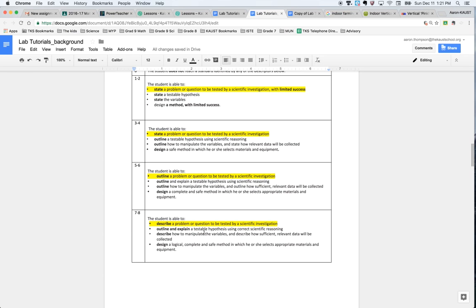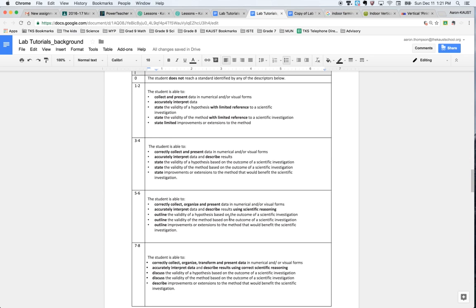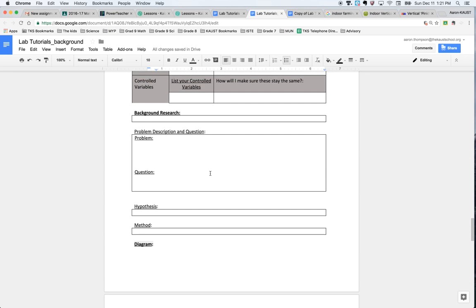And then that's going to feed into the next section down here, where we need to explain our hypothesis using correct scientific reasoning. So that's an important process that we're looking at here. Let's start out by looking at how we might do some background research on this particular topic.